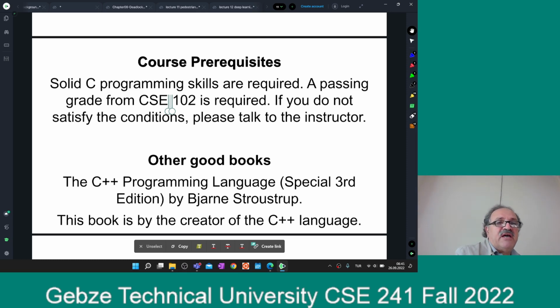I know for the graduate students, many of you did not know the C programming language, so this requirement is not valid for you because you are not an undergrad student. You didn't take this course, but you are supposed to know the C programming language from your undergraduate studies. If you don't know it, just learn it, okay?